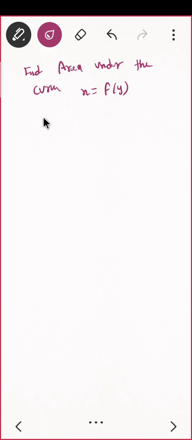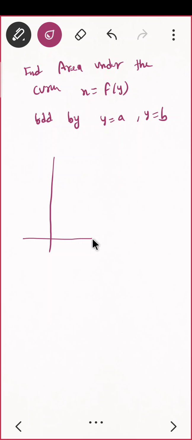Now my question is that if I have, find area under the curve x equal to f of y bounded by y equal to a to y equal to b. Can you draw the graph of this and tell me what I have to find here? Now I have put x equal to f of y. Earlier it was y equal to f of x. Now it is x equal to f of y. How will be the graph and how will be this curve? What will this curve depend on?